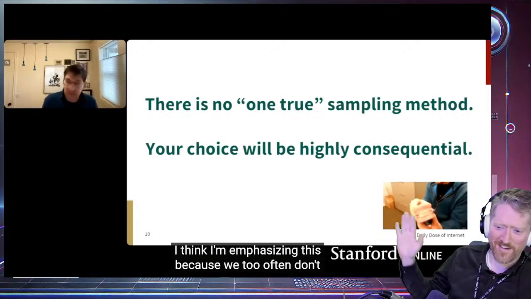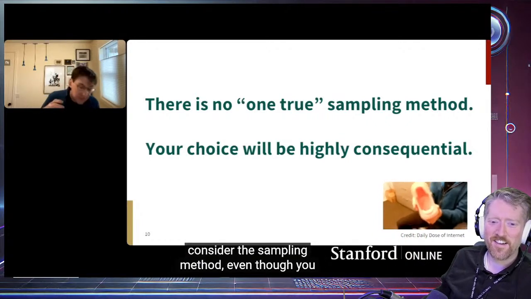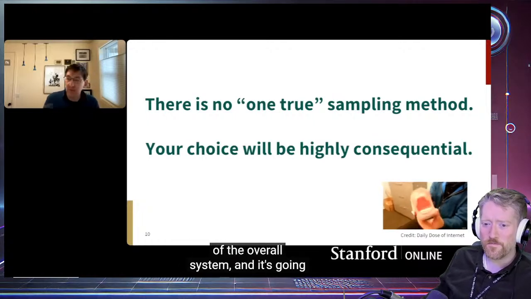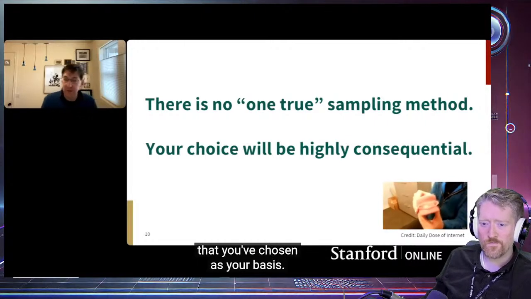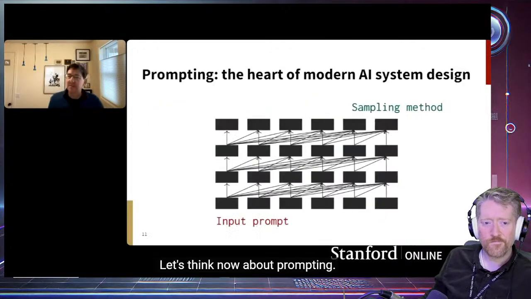I think I'm emphasizing this because we too often don't consider the sampling method, even though you can see that it really matters for the behavior of the overall system. And it's going to interact in complex ways with the language model that you've chosen as your basis. So that's sampling. Let's think now about prompting.